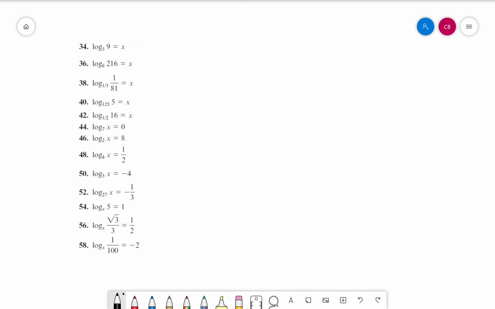Okay, so now we're going to look at some logarithms and how to evaluate them when they're nice values. In this case, we can look at the following. For instance, for number 34, if you have log base 3 of 9 is equal to x, this might be easier to think of if you know how to set this into exponential form.